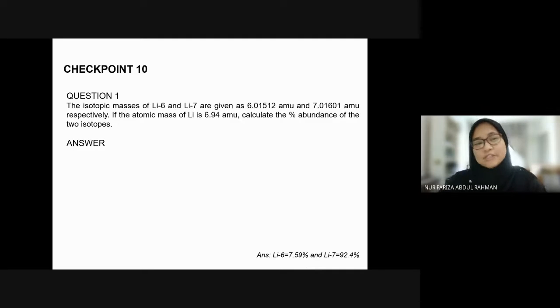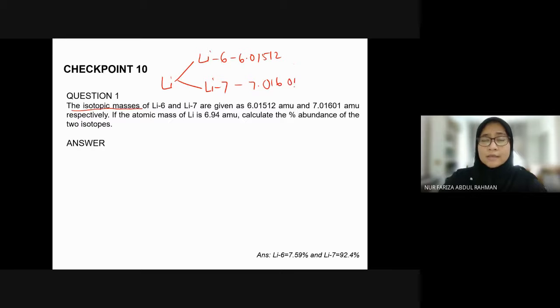This is the type of question. Let's go through the question together. The isotopic masses of lithium-6 and lithium-7. Lithium has two isotopes, lithium-6 and lithium-7, given as 6.01512 amu for lithium-6, and for lithium-7 the mass is 7.01601 amu. Don't forget the unit, guys, amu.